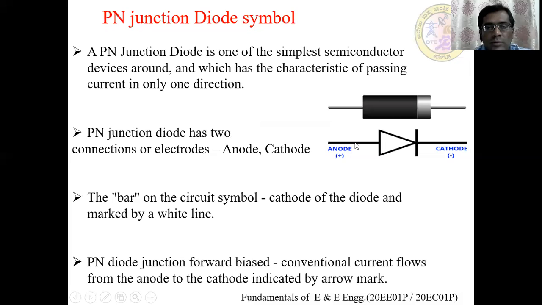See in the symbol, this is the symbol to represent a diode, which has the anode with a positive sign and the cathode with a negative sign. This bar represents the cathode of the diode, which is usually marked by a white line. PN junction diode forward biased, conventional: when it is forward biased, the conventional current flows from anode to cathode, indicated by the arrow mark.